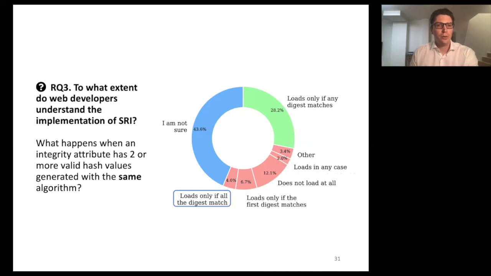In other words, you would need to find hash collisions for the resource to load, which would be very expensive, but shows that these 4% have not been exposed to integrity verification mechanisms.